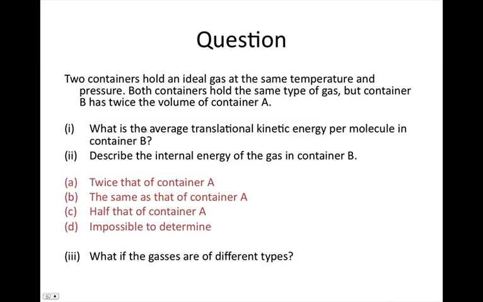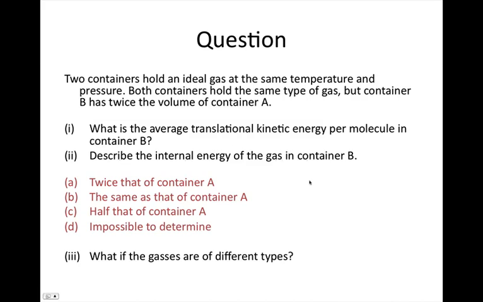If we were to answer part 1 with different gases, the translational kinetic energy is only dependent upon the temperature. So since they are at the same temperature, it will be the same, the same as that of container A. And part 2, describe the internal energy of the gas in container B.